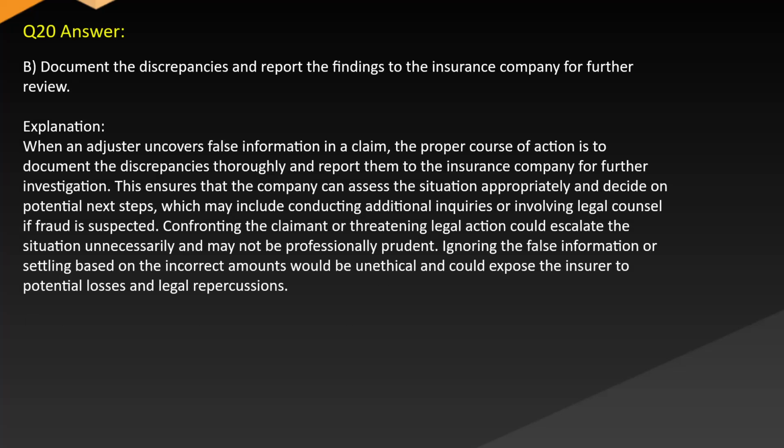Answer B. Document the discrepancies and report the findings to the insurance company for further review. Explanation. When an adjuster uncovers false information in a claim, the proper course of action is to document the discrepancies thoroughly and report them to the insurance company for further investigation. This ensures that the company can assess the situation appropriately and decide on potential next steps, which may include conducting additional inquiries or involving legal counsel if fraud is suspected.